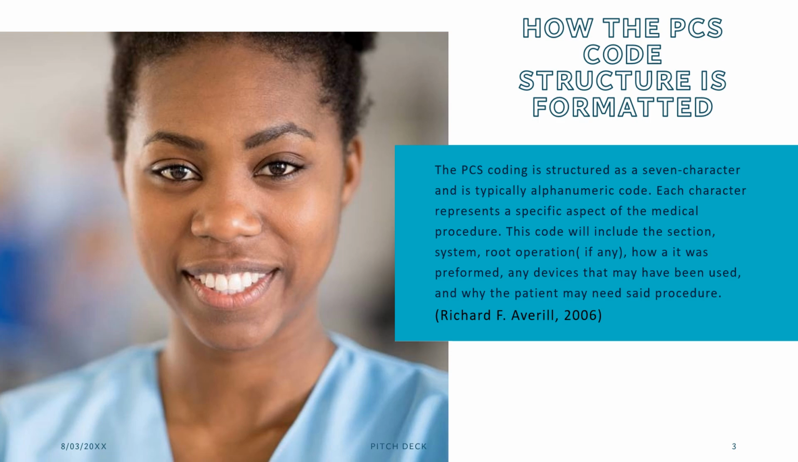With this coding system, the codes are 7 characters long, and the PCS coding system is structured as 7 characters in a typically alphanumeric code. Each character represents a specific aspect of the medical procedure. The code will include the section, body system, root operation, any devices that may have been used, and why the patient needs said procedure.